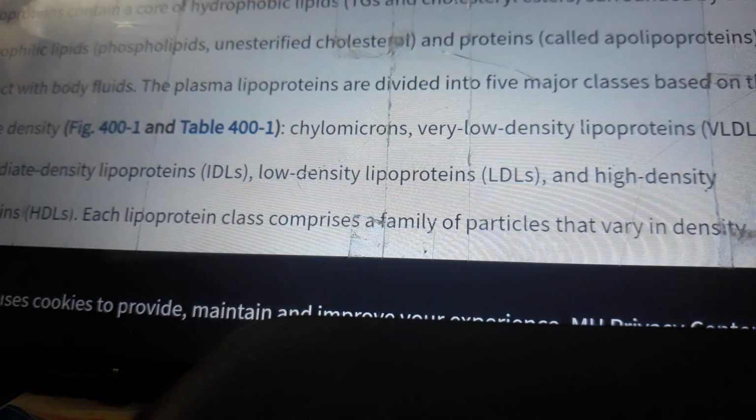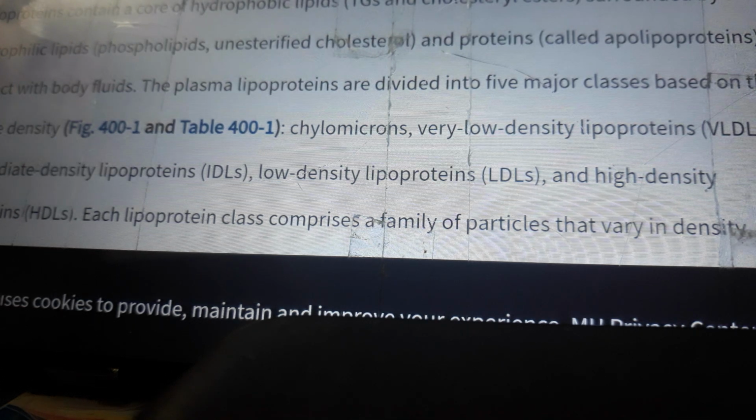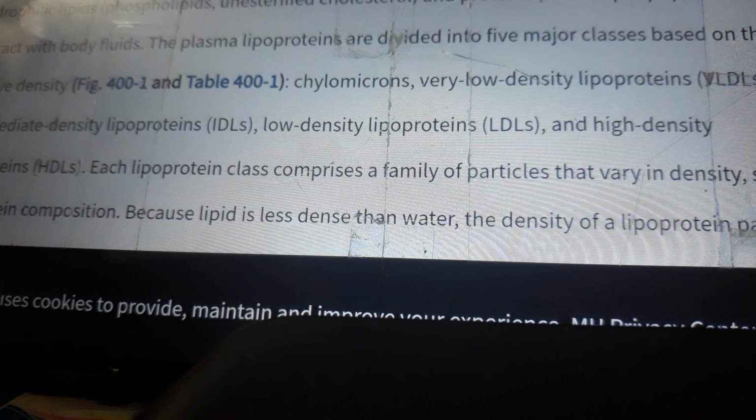Right? And lipoproteins contain a core of hydrophobic lipids, TGs, and cholesterol esters surrounded by a shell of hydrophilic lipids, phospholipids, unesterified cholesterol, and proteins called apolipoproteins that interact with body fluids.